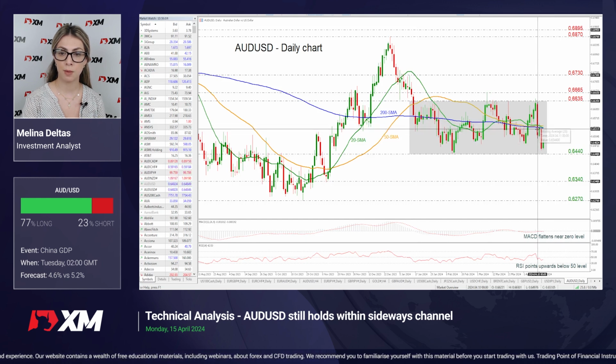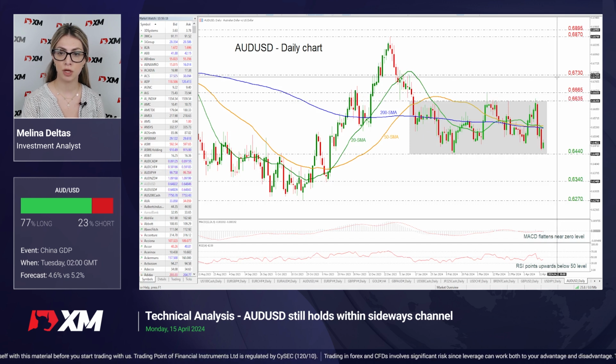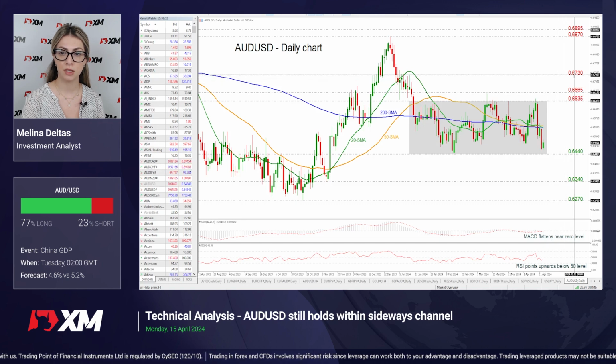So any movements above these SMAs, then it may reach again the upper boundary of the range of 0.6635 and even higher the 0.6665. Now when it can jump above this level here, then it may switch the outlook to a more positive one in the short-term time frame, meeting the 0.6730.